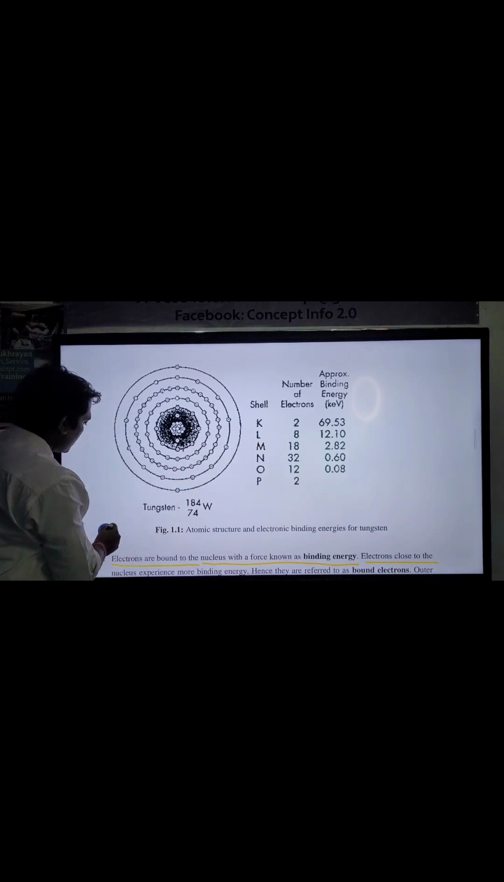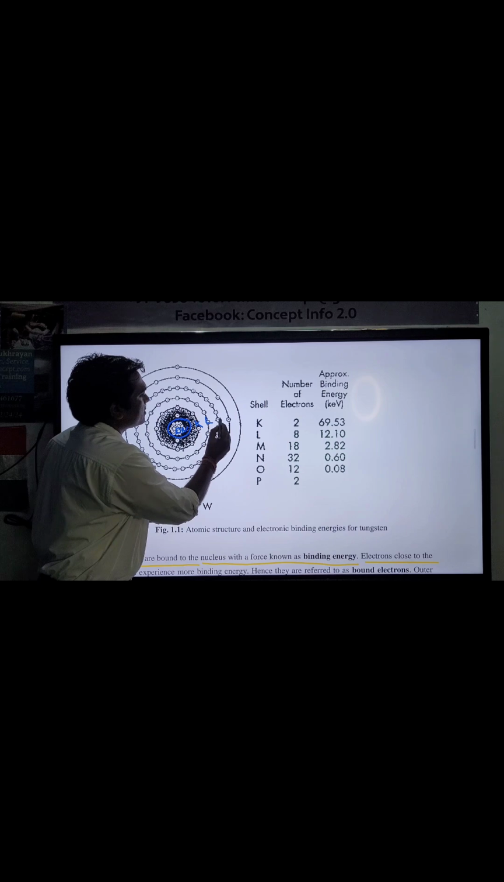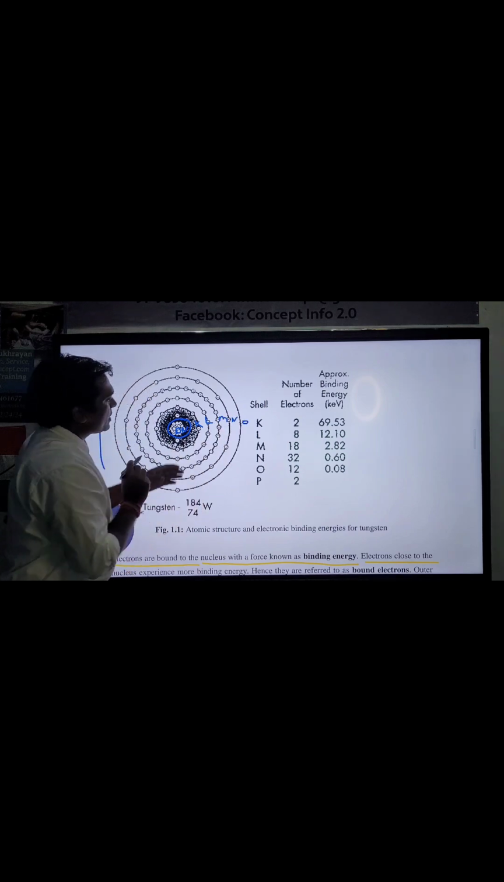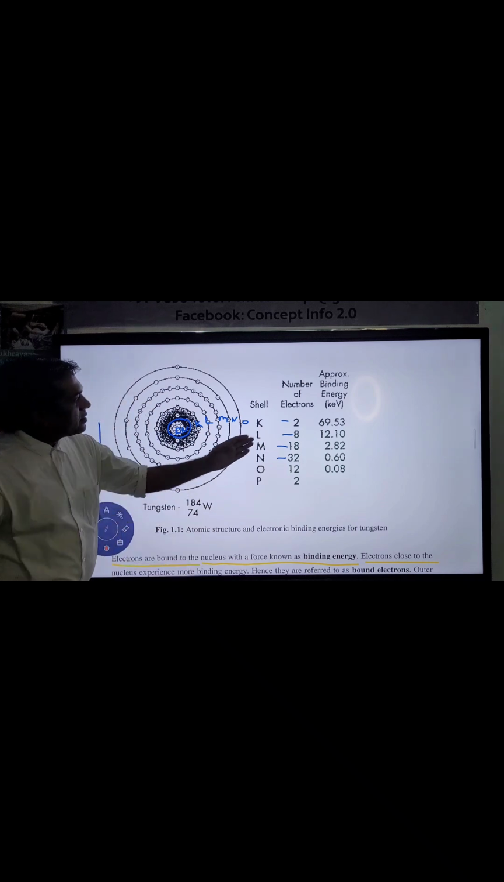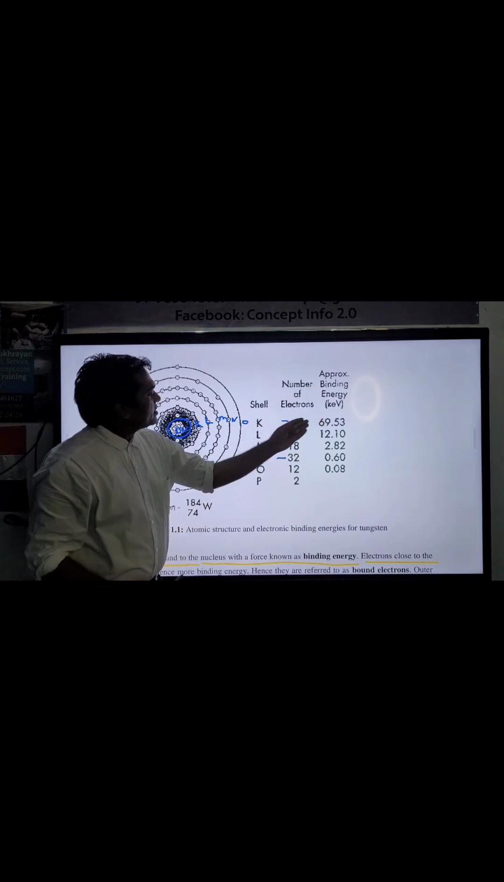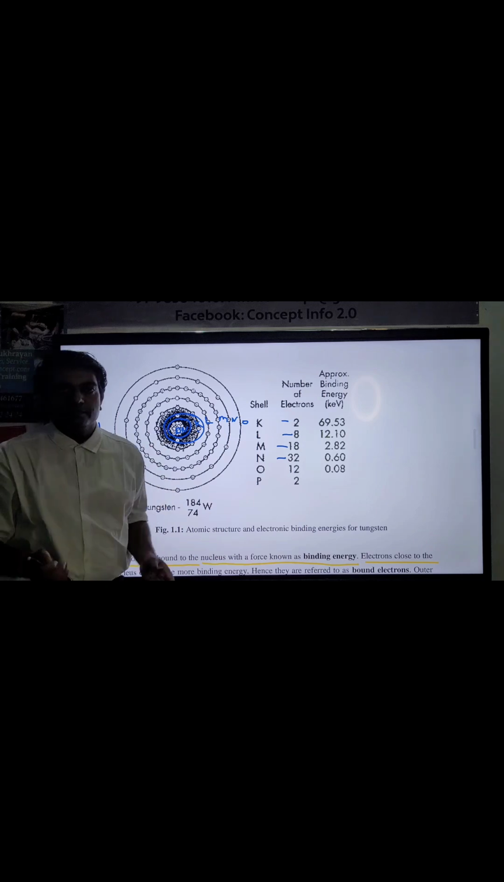This is the K shell. This is the nucleus having proton and neutron. This is L, this is M, and O. K shell has a maximum of 2 electrons, L 8, M 18. But the binding energy in the K shell is maximum. It is more attracted to the nucleus.